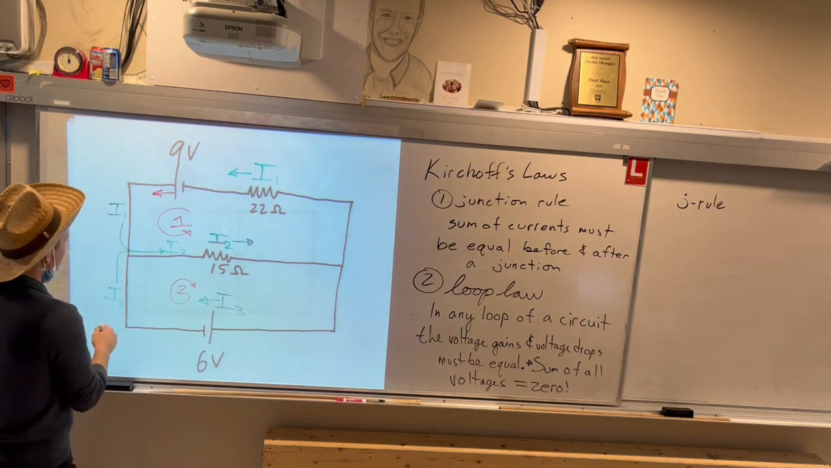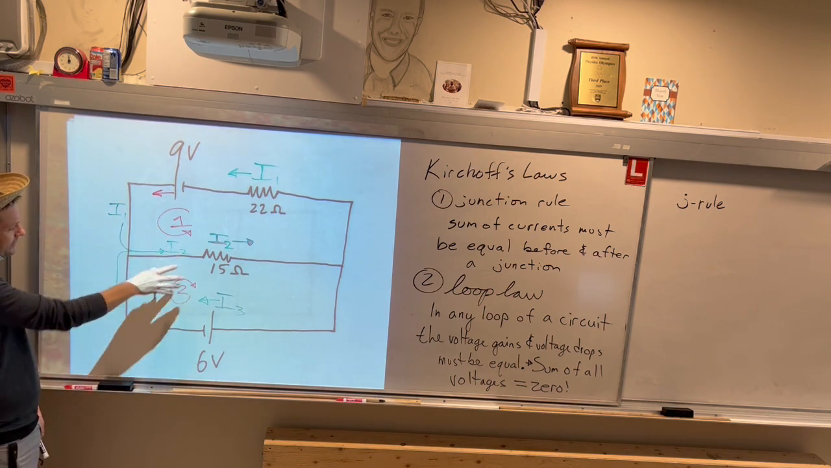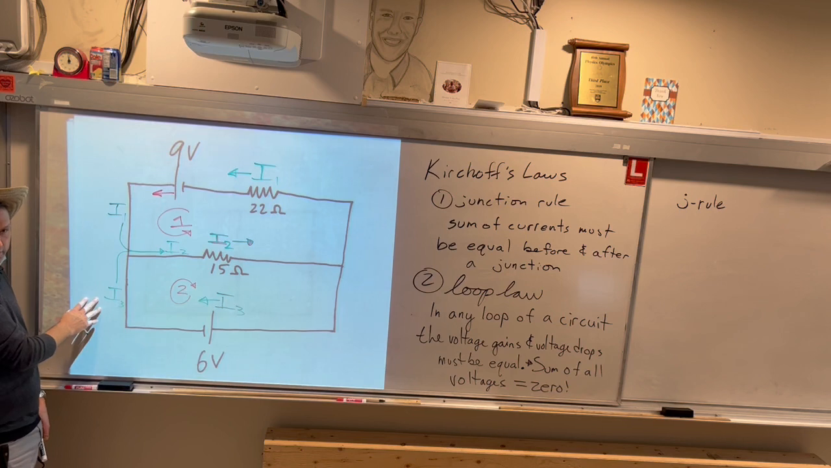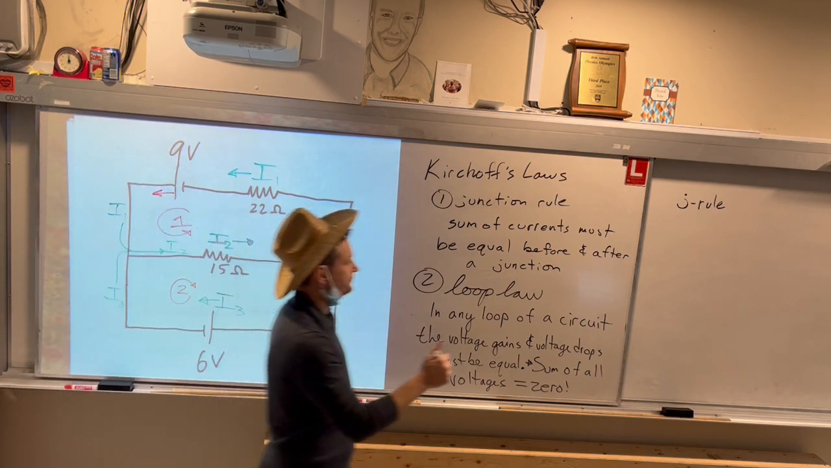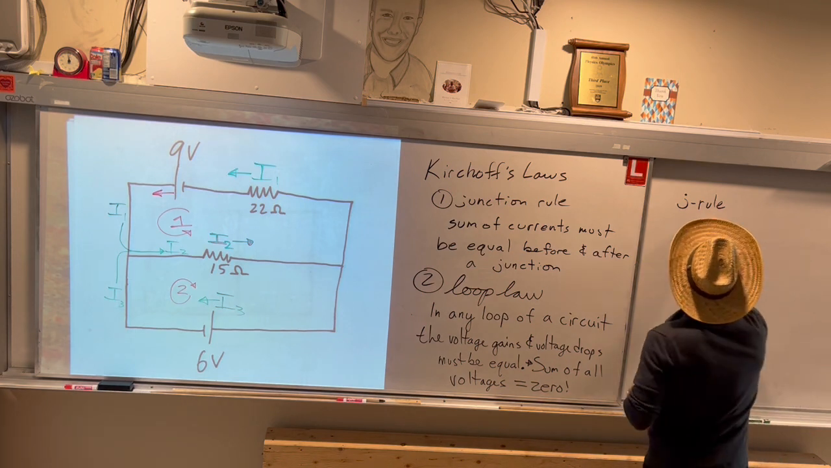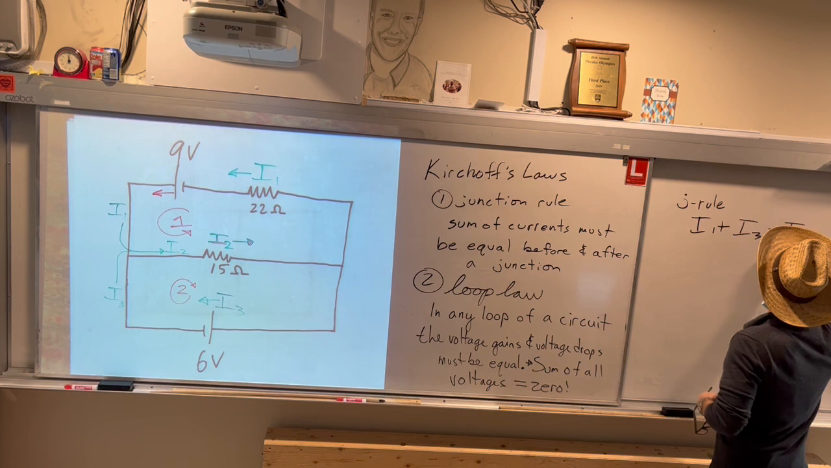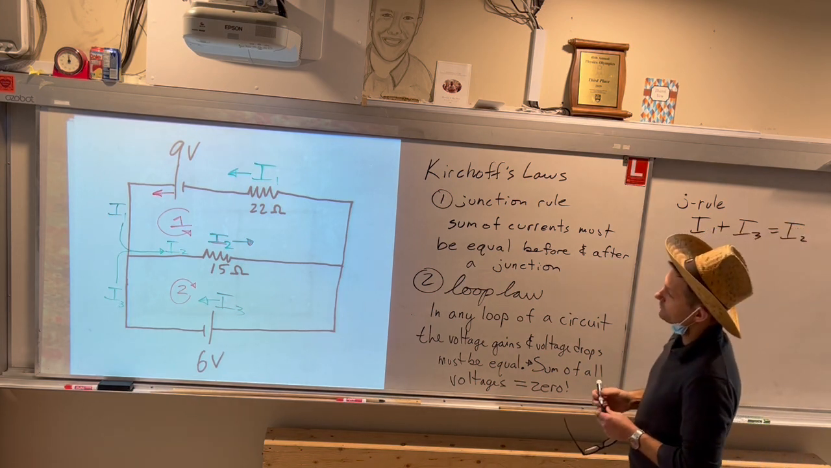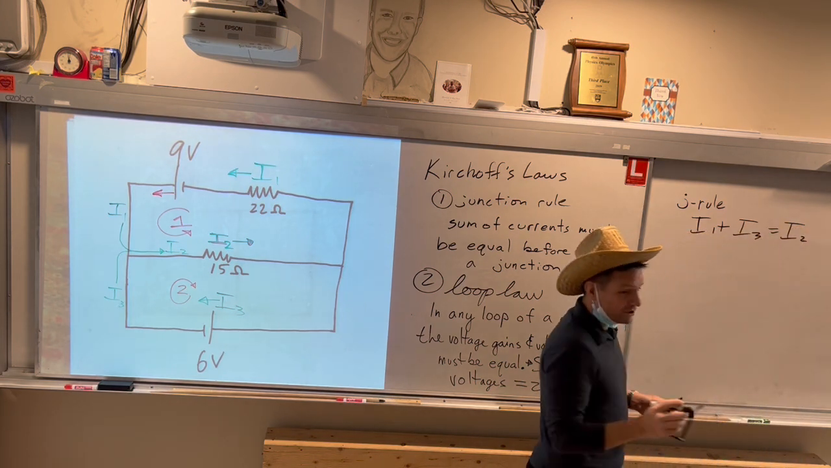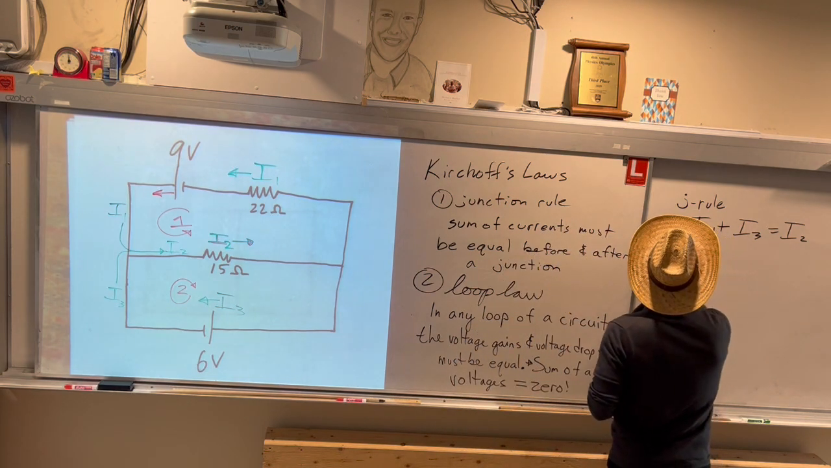We'll see. So how would you say this? I1, I2, I3. How would you say that? I3 equals I2. Good. We're going to say I1 plus I3 equals I2. So we've got an equation. This is good.